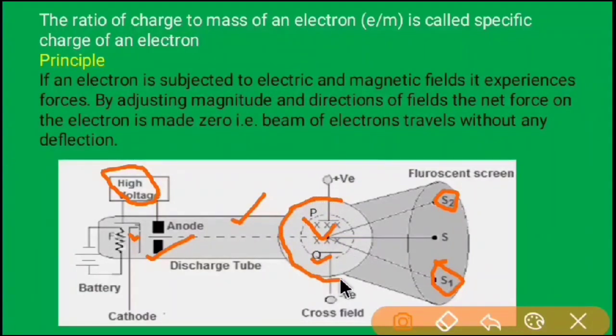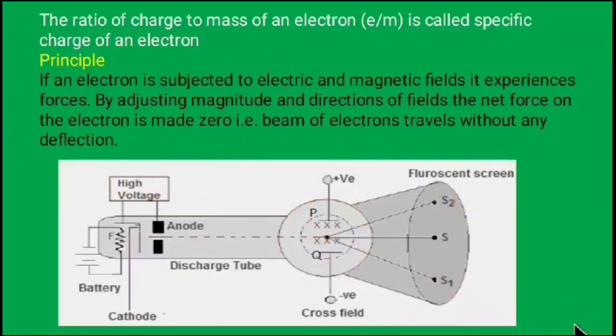This region is called a cross field if the electric field and magnetic field are applied mutually perpendicular to each other in such a way that a beam of electrons traveling perpendicularly to the fields passes without any deviation. Then that region is called a cross field. So let's move to the working procedure.